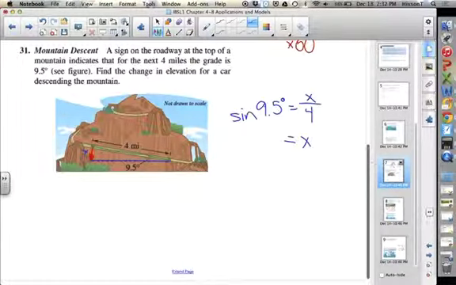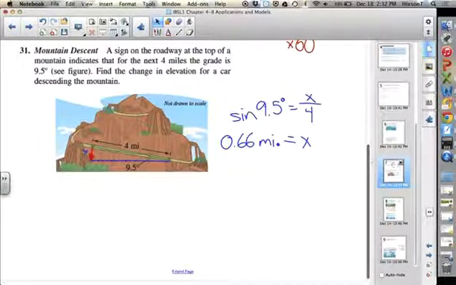And you can multiply by 4. Make sure your calculator's in degrees. But you multiply by 4 and get your answer. Did anyone happen to get that? 0.66, I think. 0.66 what? 0.66 miles. So we go down about almost 2/3 of a mile. Any other questions you guys have?